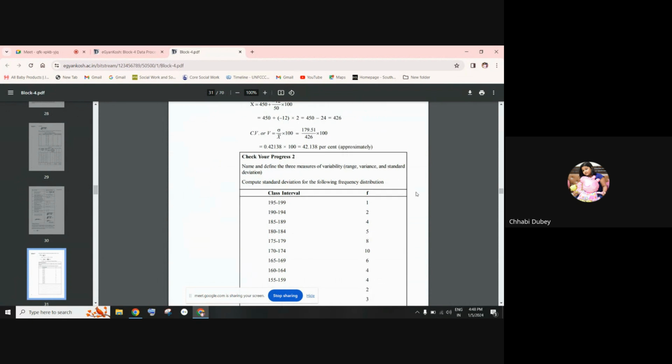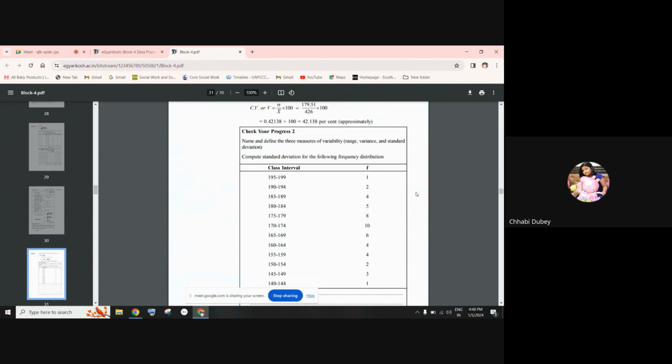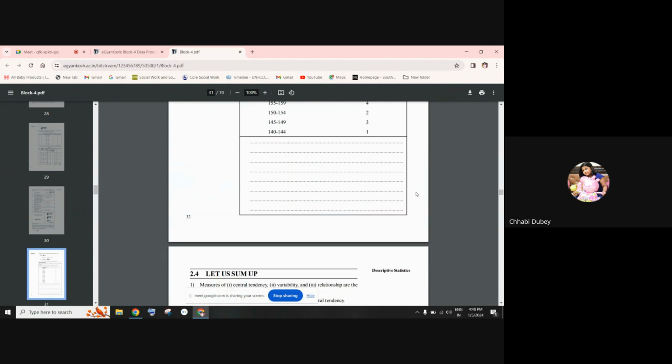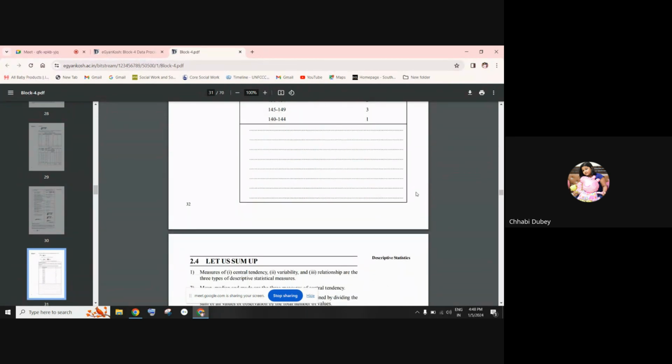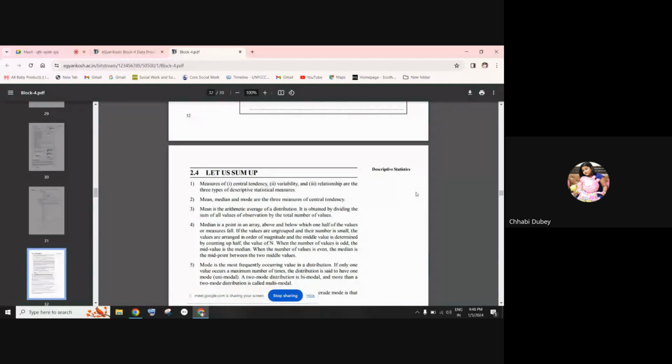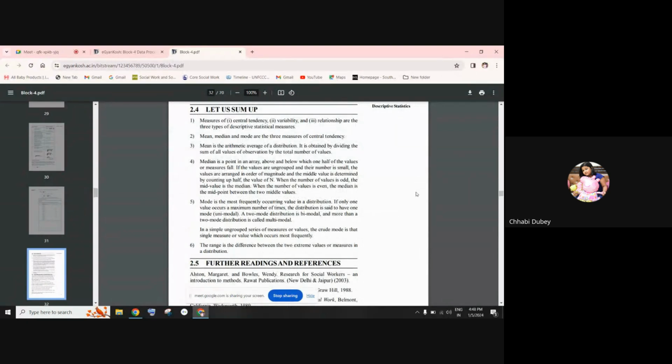So these are the various statistical tools which can be used to interpret the data after the coding and the tabulation is done. Basically here we have talked about the averages, that is, central tendency, and then the coefficient of variation. So we have talked about these two statistical measures, which help us in analyzing the data.